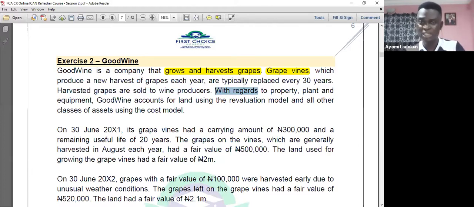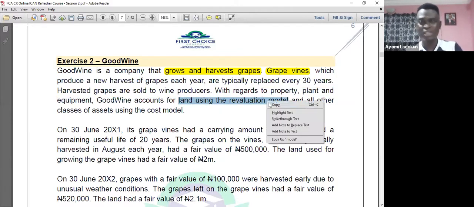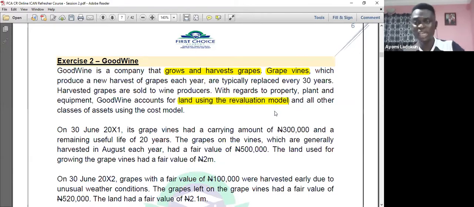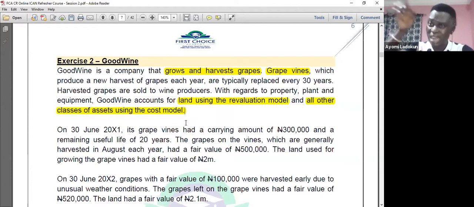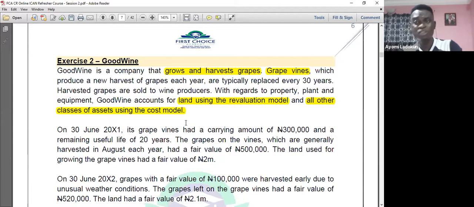I move on again. He said, with regards to property, plant, and equipment, Good Wine accounts for land. Can you see? It's talking about PPE now. He now said they account for land using the revaluation model. So if I see land in the question, I need to apply the revaluation model, provided the land relates to agricultural activity. Can you see now? So that's why you need to understand. And all other classes of assets, they use the cost model. Don't forget that bearer plant, I will also apply IAS 16. So since all other classes of assets, bearer plant is going to fall under that, I will apply IAS 16 cost model. Can you see?